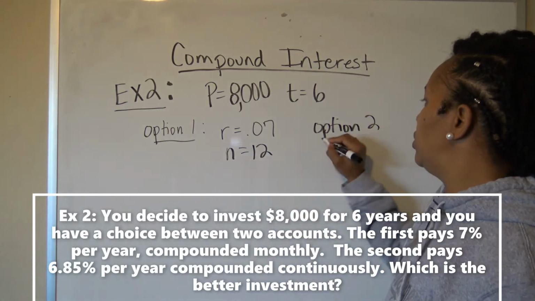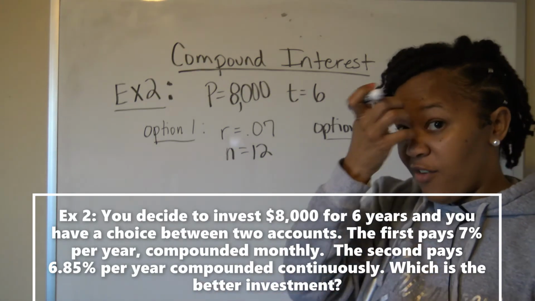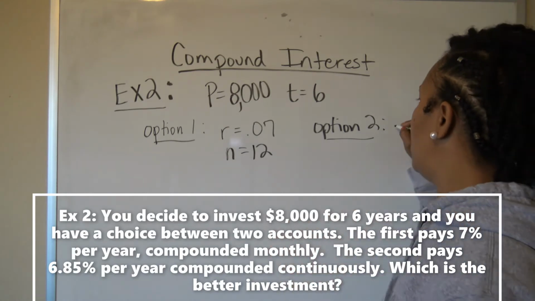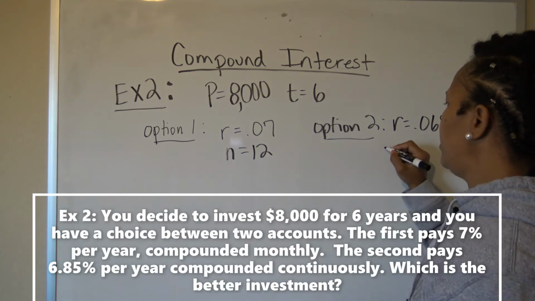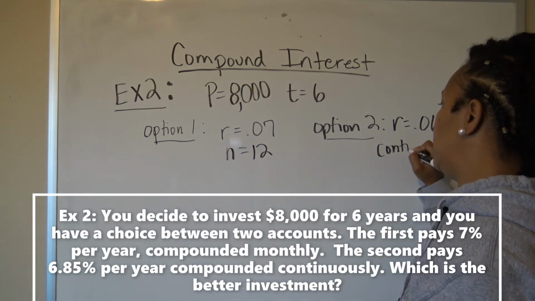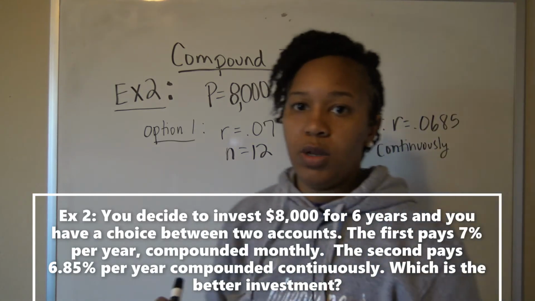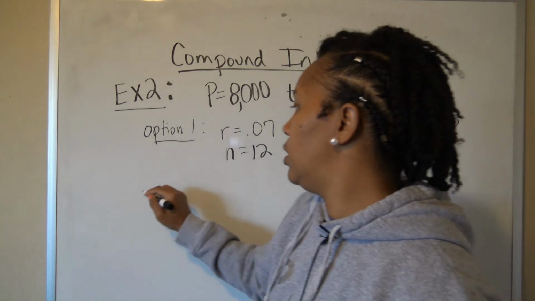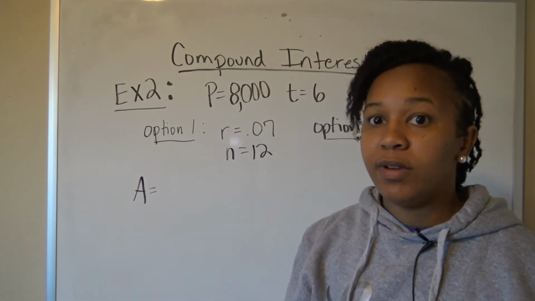For option 2, R is equal to 6.85%, which as a decimal is 0.0685, and it's compounded continuously, so there is no N in this case. That means we're using a whole different formula. We want to use both of these formulas to determine which one will give us more in the end.